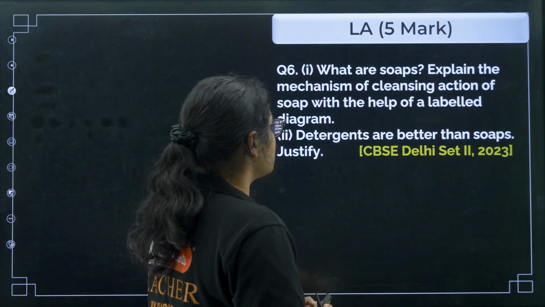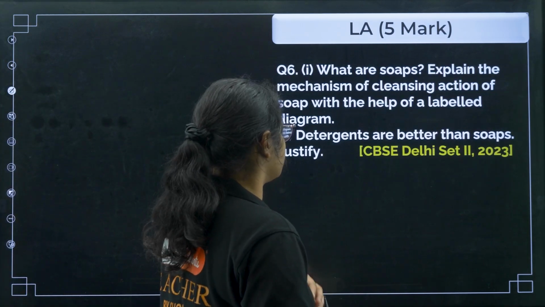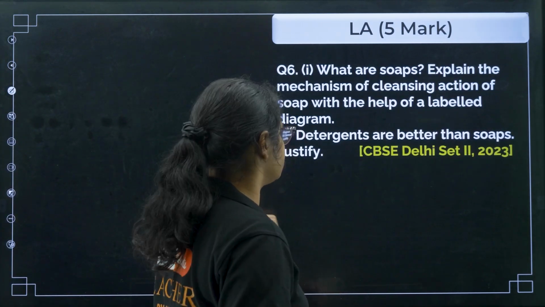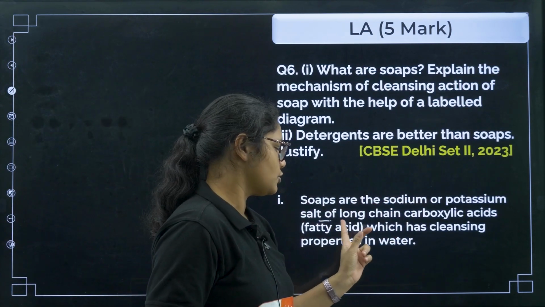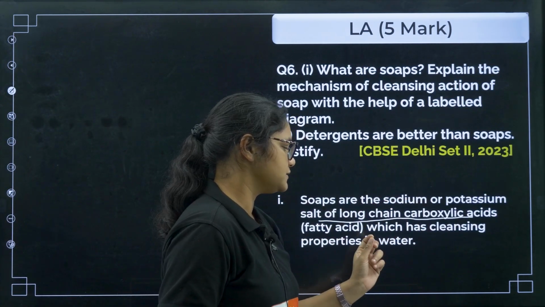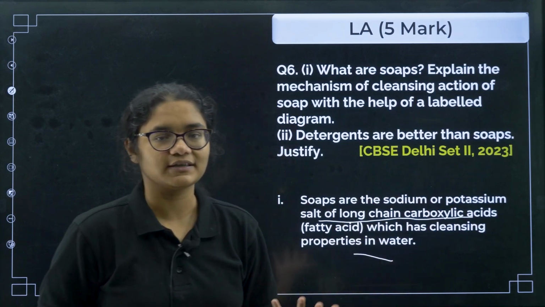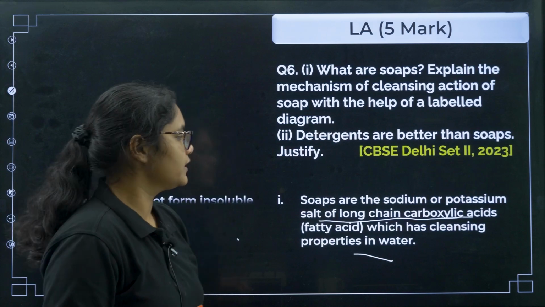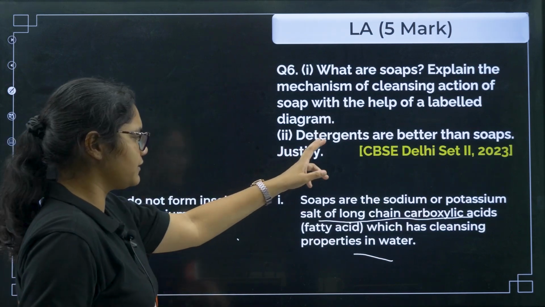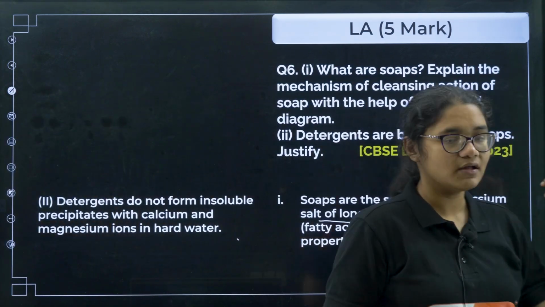Next, what are soaps, explain the mechanism of cleansing action, and why are detergents better than soaps? So what are soaps? First of all, you can write that soaps are the sodium or potassium salts of long chain carboxylic acids which have cleansing properties in water. Now this is a very important question, the mechanism of cleansing. First we will answer why detergents are better: because they can be used even in hard water.